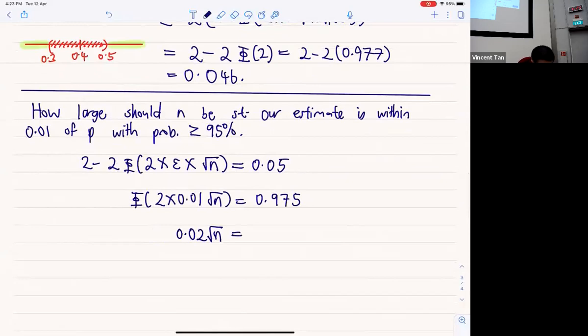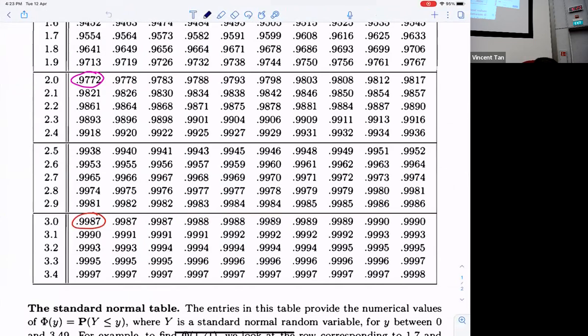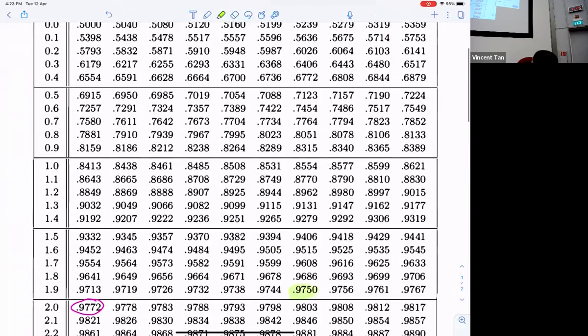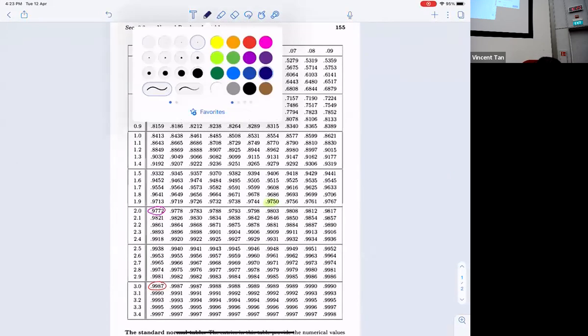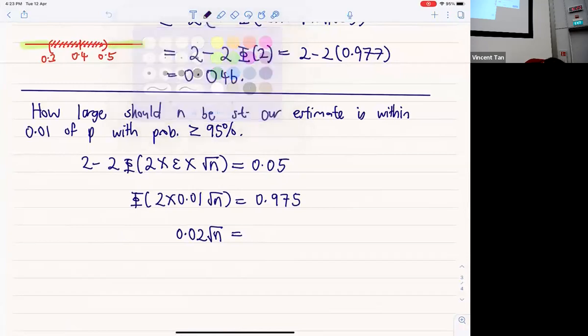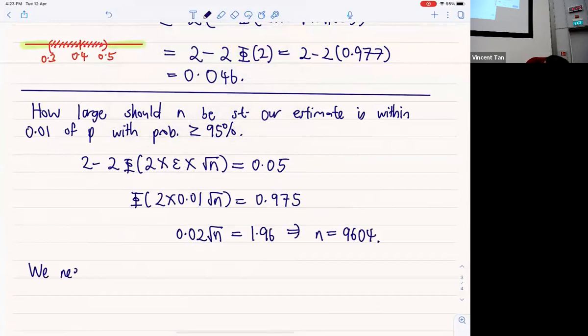So how do we find this 0.975? We go to this table here. Where is 0.975? Here, I located it here. Can you see that? So where is this 1.96, I believe? You have to go in here and circle this, and then you look at this, 1.96. So you have this 1.96 here, and then you solve for n, and after you are all said and done, this is going to be 9,604, roughly.